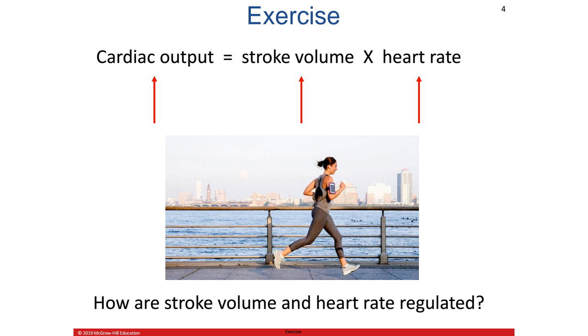From one moment to the next, the cardiac output has to change. A good example of this would be going from, say, resting to suddenly exercising. Your cardiac output will have to increase to supply oxygen and nutrients to the working skeletal muscles in the arms and legs. Just as a reminder, cardiac output is simply equal to the product of stroke volume and heart rate. So in order for cardiac output to increase, we would expect stroke volume to increase, perhaps when we're exercising, and we might also increase heart rate. So the question then is, how are stroke volume and heart rate regulated?